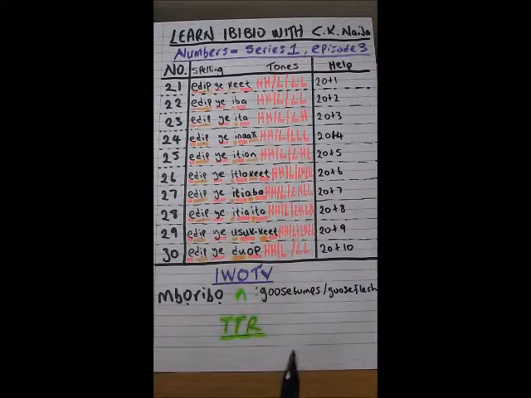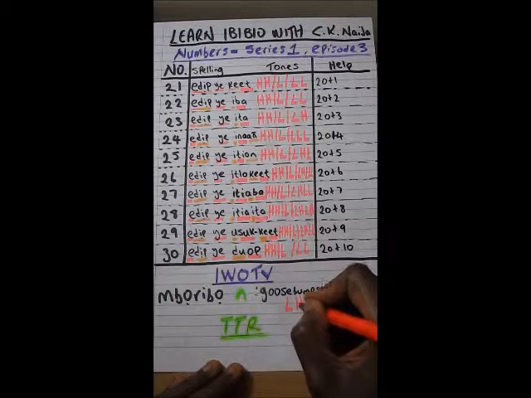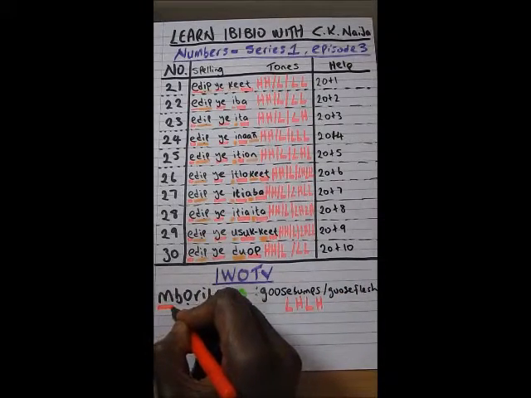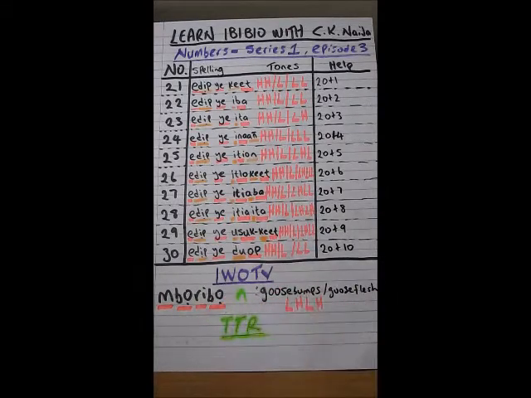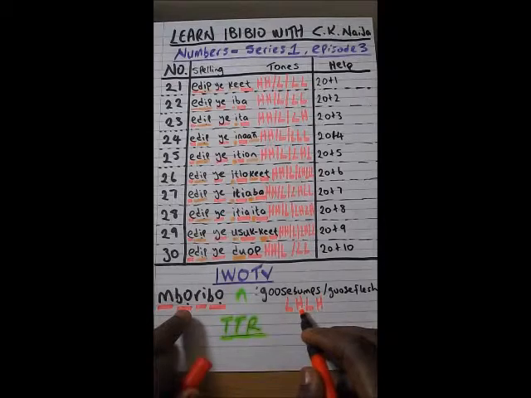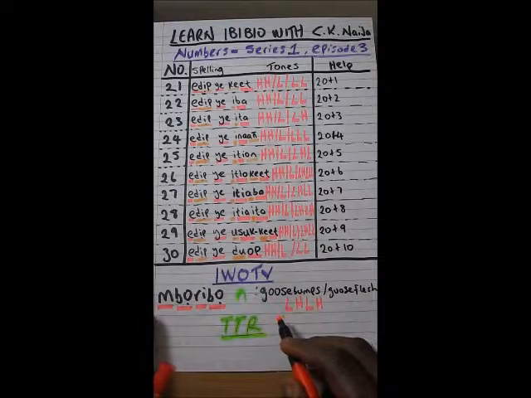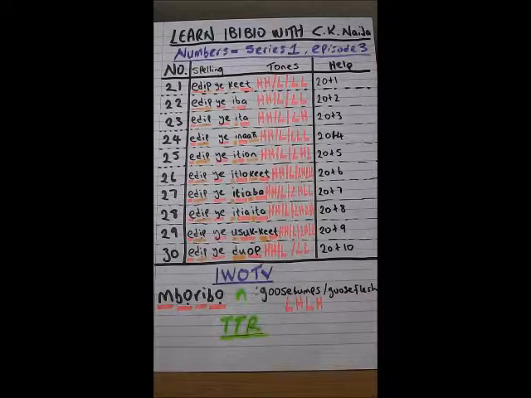In terms of the tones, there are 4 tones: low, high, low, high. So we have the first tone here, second tone here, third tone here, and the fourth tone here. You start low, then you go high, bo. You go low again, re, and then you go high again, bo. So bo, re, bo. Those are the tones for the word mboribo.